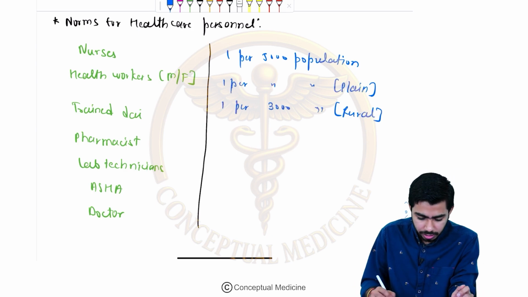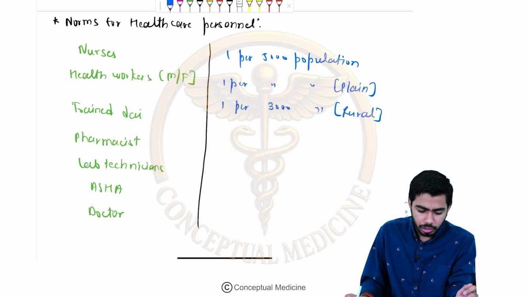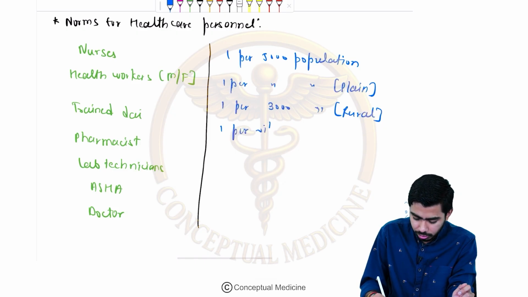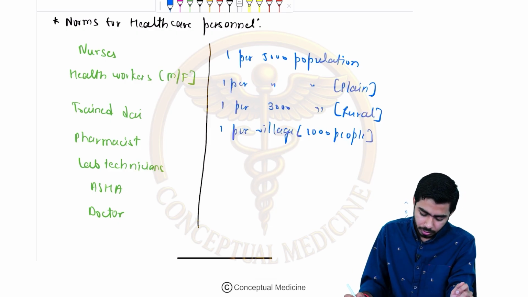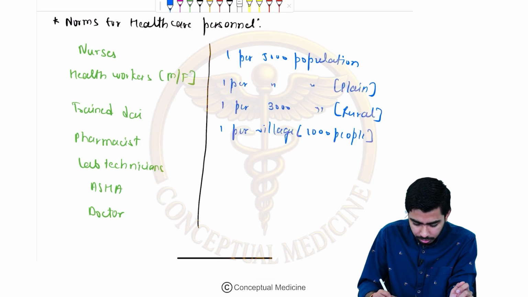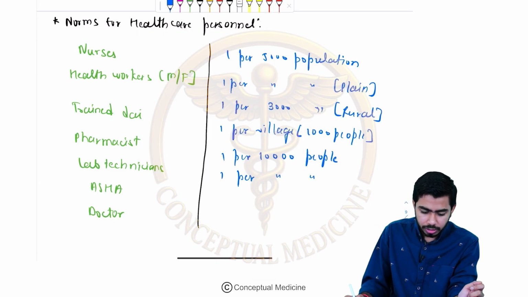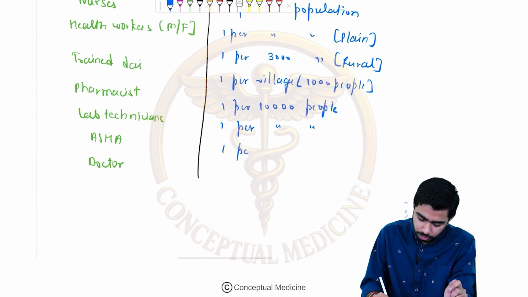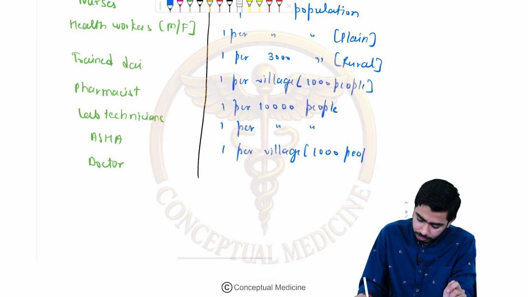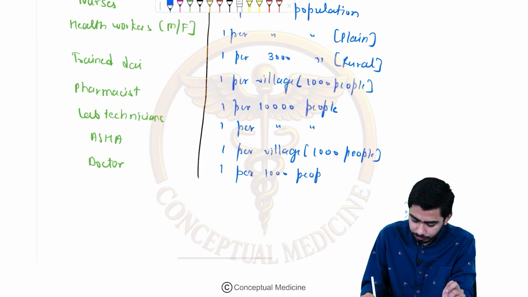If you talk about the trained dai, it is obviously 1 per village, which has 1,000 people. The pharmacist is 1 per 10,000 population. Lab technicians, same, 1 per 10,000 people. The ASHA worker, I told you, is 1 per village, that is 1,000 population. The doctor is also 1 per 1,000 people.